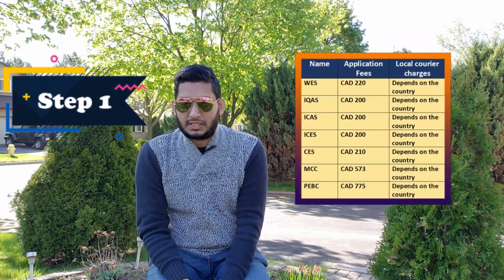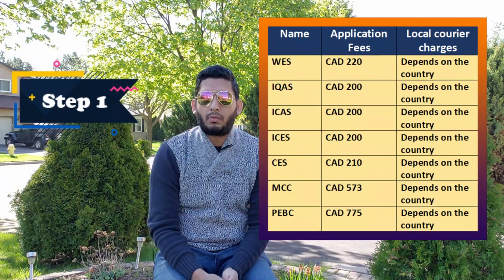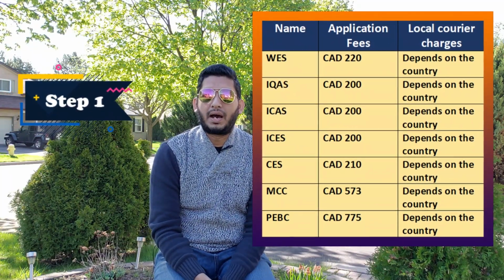So number 1, I'm beginning with the ECA process. That means the Educational Credential Assessment process. Okay, now you can look at this particular table where I have shown you how much they are charging per application.